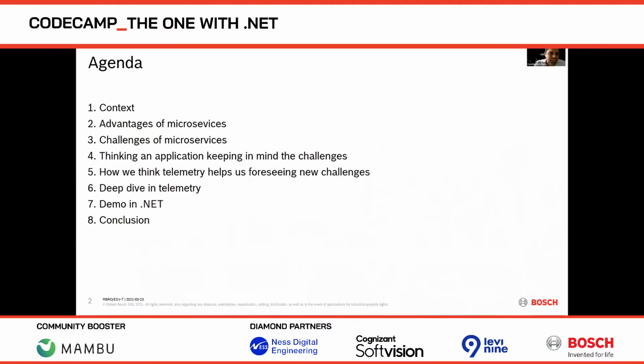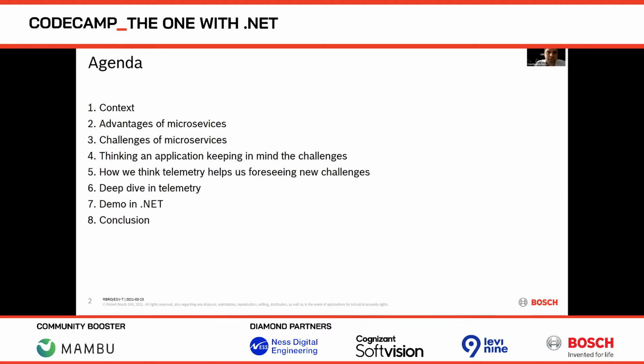Now, what we propose here is to give you a bit of the context of the automotive world, to share with you the microservices advantages, then to share with you the challenges of microservices, then keeping in mind these challenges, how we apply them to the applications, because we want these applications to be migrated to the cloud. And then how we think telemetry helps us foresee new challenges that at this moment we cannot see.